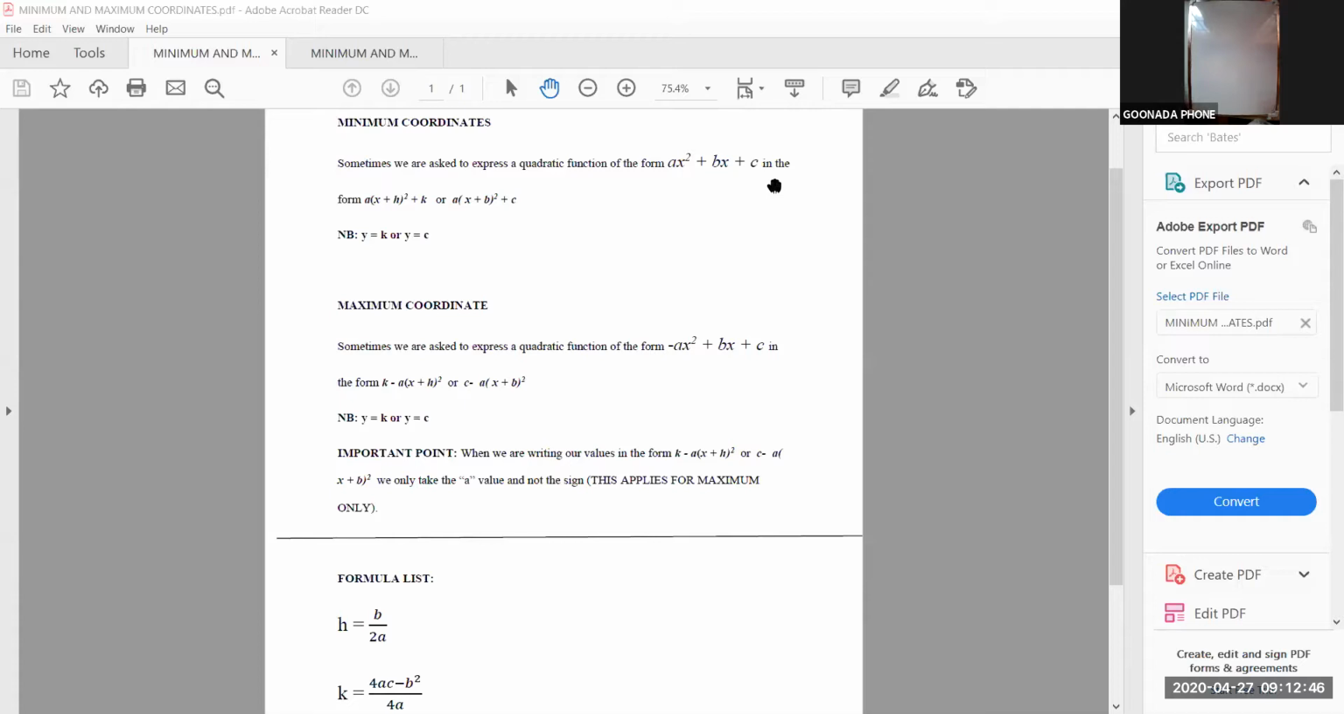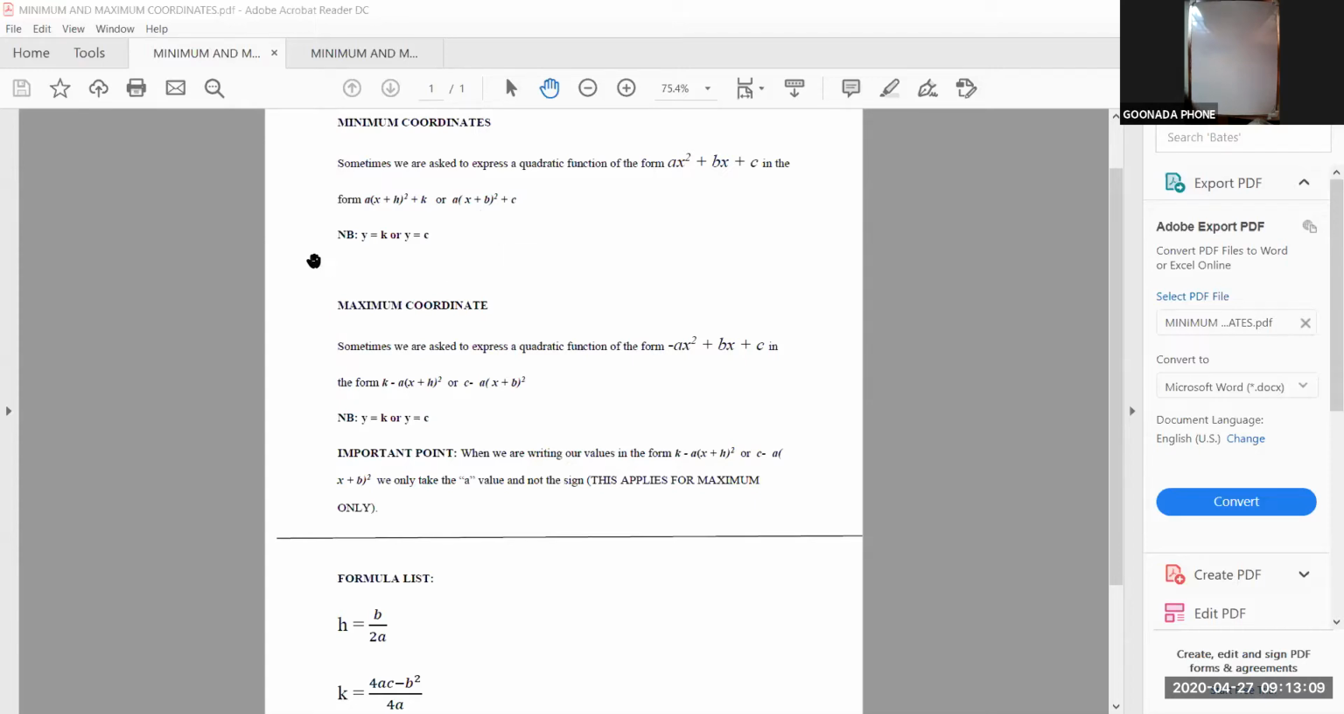Now, with minimum and maximum coordinates, we are often asked to express it in the form a into (x plus h) all squared plus k, of course, or sometimes we are asked to express it in the form a into (x plus b) squared plus c. In other words, all they did was replace the h with a b and the k with a c.